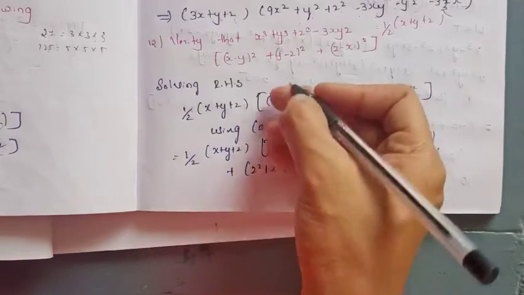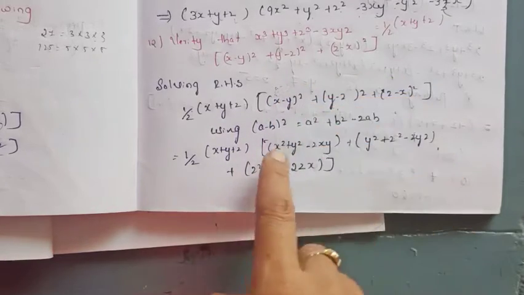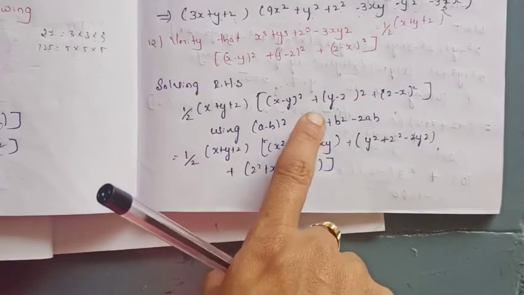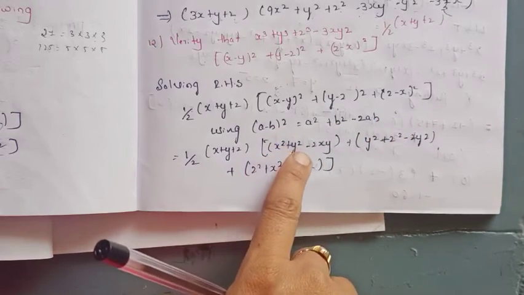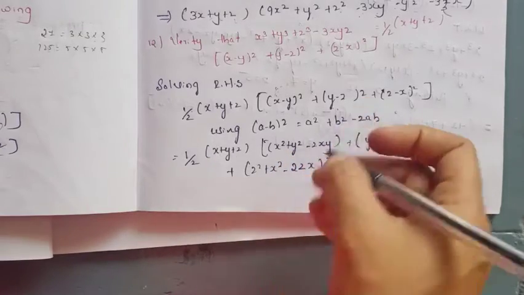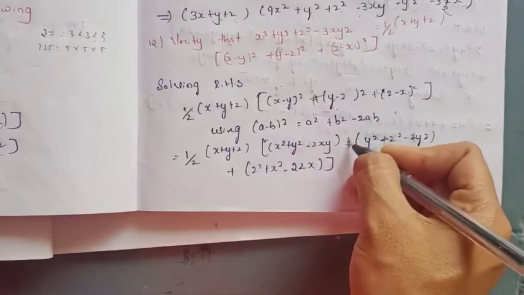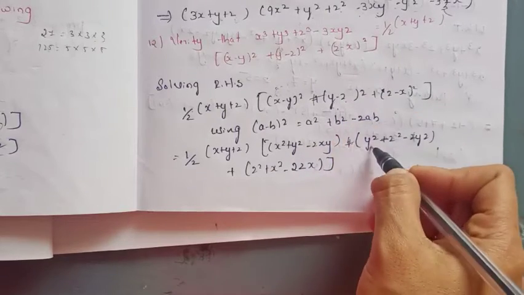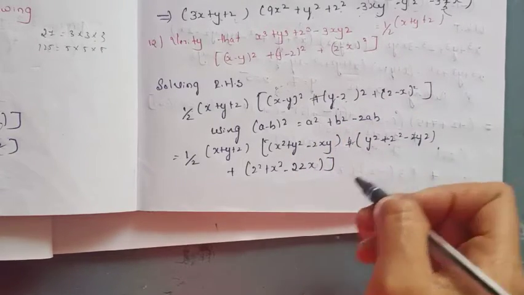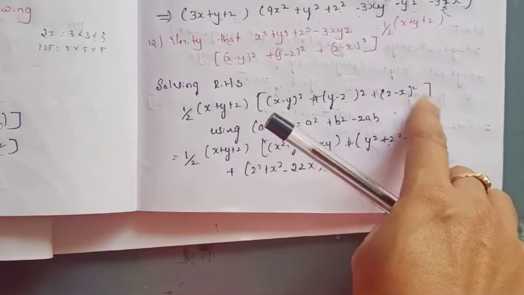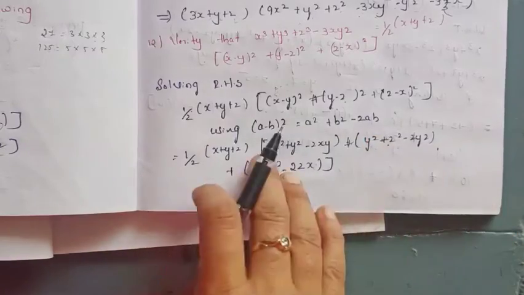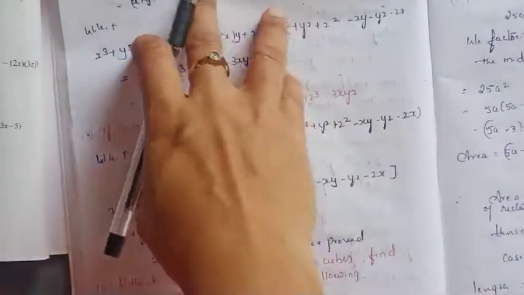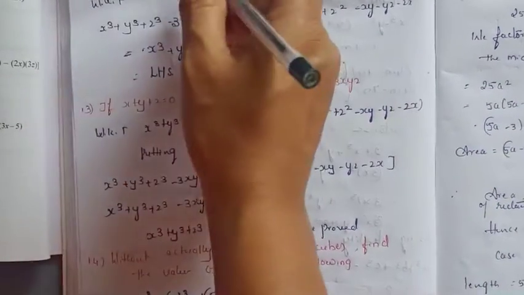See, where x minus y means a is x, b is y, so a minus b whole square reduces to a square plus b square minus 2ab, that is x square plus y square minus 2xy, and next plus y minus z whole square means y square plus z square minus 2yz, next z minus x whole square means z square plus x square minus 2zx. This is the first step. Next, keeping x plus y plus z as it is there.